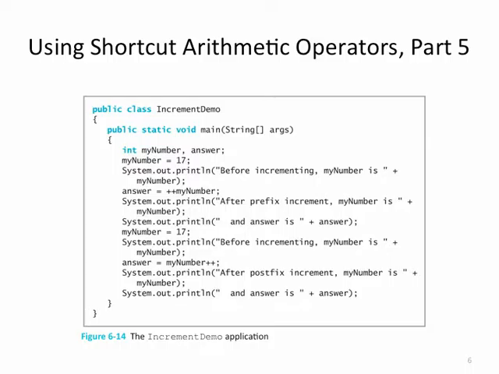Here's an example. Let's assume we have an integer variable called myNumber and an integer variable called answer. If we set myNumber equal to 17, you know what? The best thing to do right now is hit the pause button and type up this little program and examine the output. See what it does. This will give you a really good feel for the difference between the prefix and the postfix increment operator. So I encourage you just right now, hit the pause button and create this program and run it and examine the results.